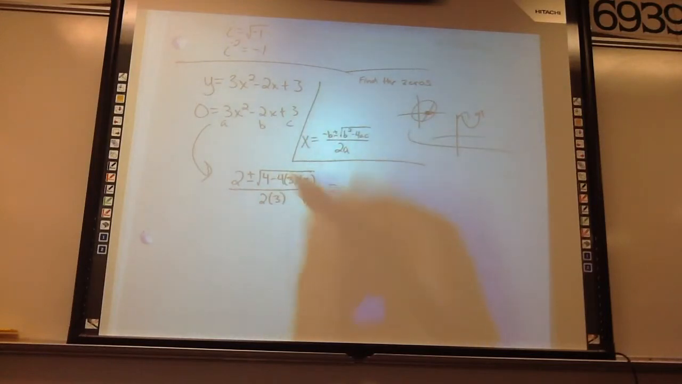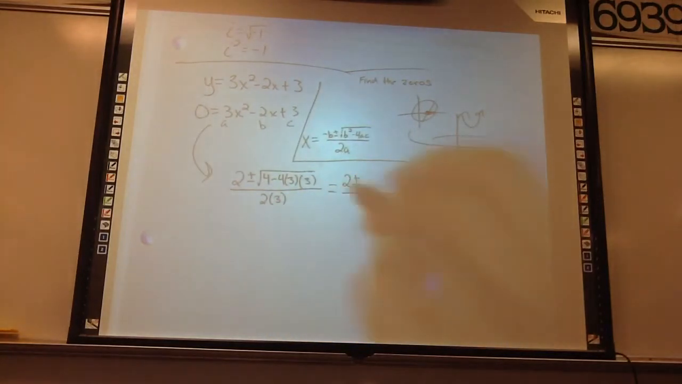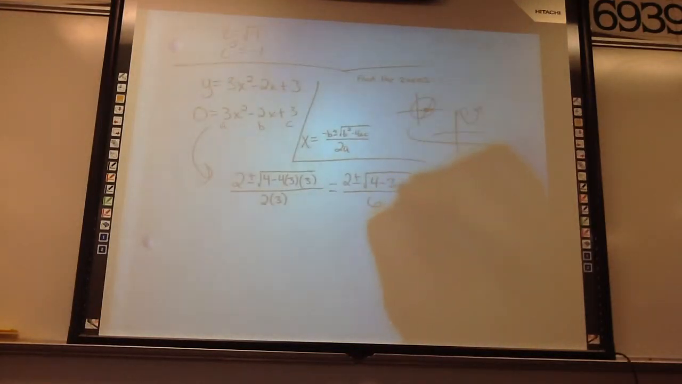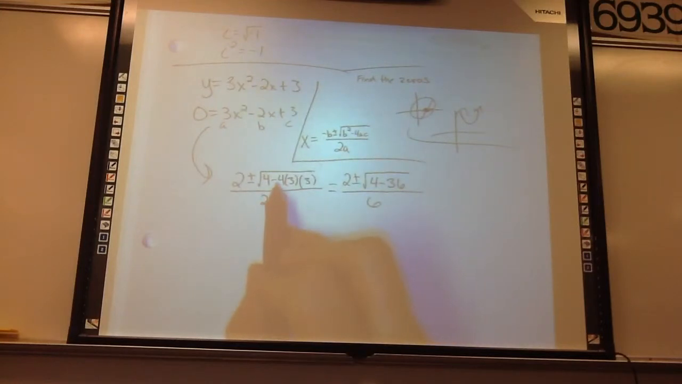So now we simplify. We start underneath. The 2 is just going to be hanging out there, 2 plus or minus. Well, we can do the bottom. 2 times 3 is 6. Now we simplify under the square root. So we're going to have a 4. Now we have to do 4 times 3 times 3. What's that? 36. Yeah, it's minus 36. There's only one negative there. Negative 4 times 3 is negative 12. Negative 12 times 3 is negative 36. So 4 minus 36, I have 2 plus or minus the square root of negative 32 over 6.